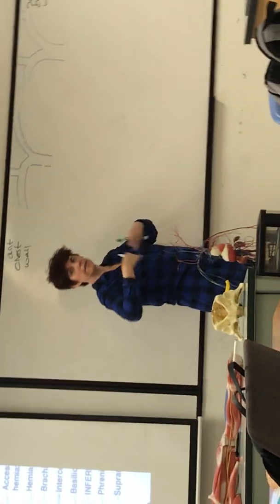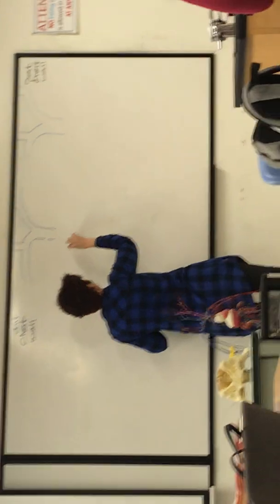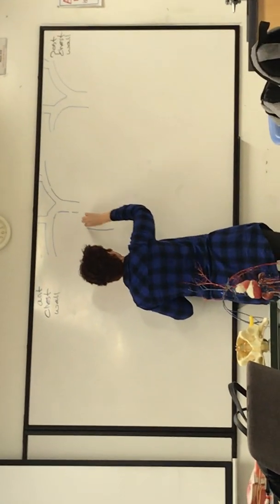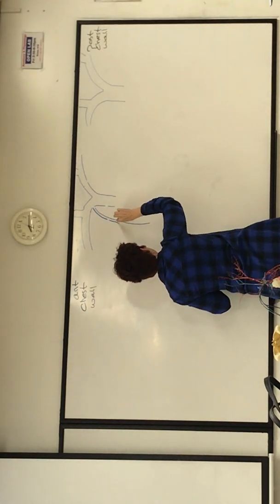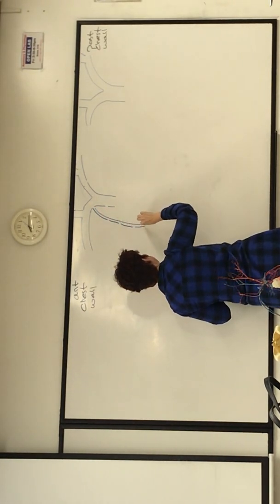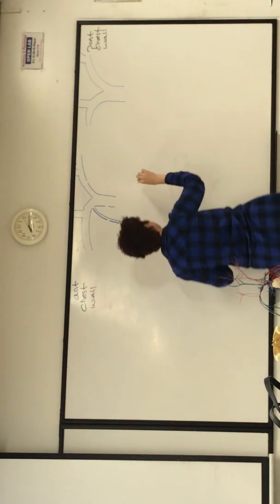So we have the internal thoracic vein on either side of the sternum. So a bit closer together than I've actually drawn. And this is receiving the anterior intercostal vein. Okay?